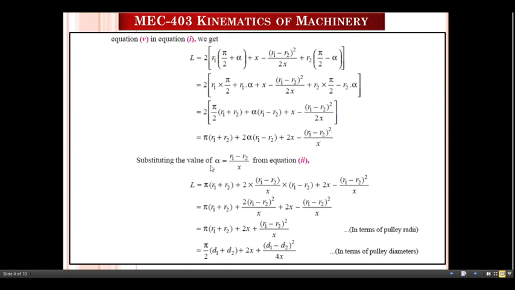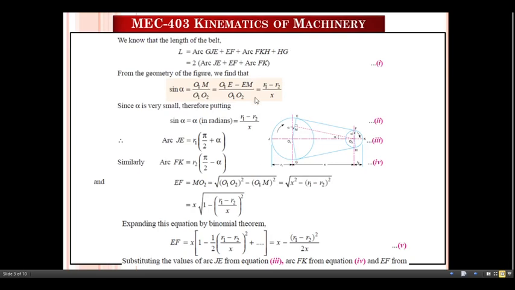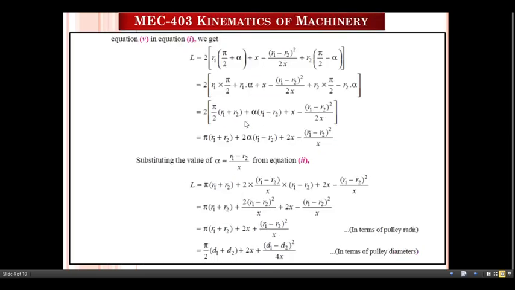Now substituting the value of alpha, which is nothing but r1 minus r2 divided by x from equation number 2. So this is the alpha value with us from equation number 2. Substitute the alpha value here. Then what do we get? 2 into (r1 minus r2) divided by x. We have replaced alpha by (r1 minus r2) by x. Then the other terms we have written as they are.